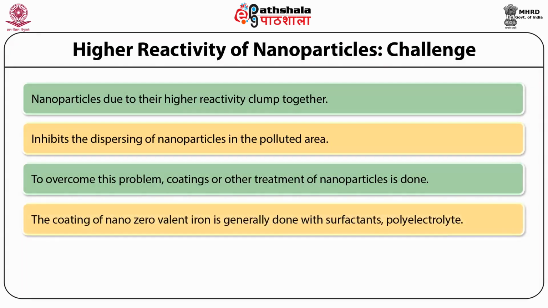Now, the coatings of zero valent iron that are most commonly used in the bioremediation process include surfactants, polyelectrolyte coatings, emulsification layers and protective shells made from silica or carbon. So coating or other treatment is required, which is not a cost-effective method because it requires another treatment. So it is also a big challenge, that is, the high reactivity of the nanoparticle.